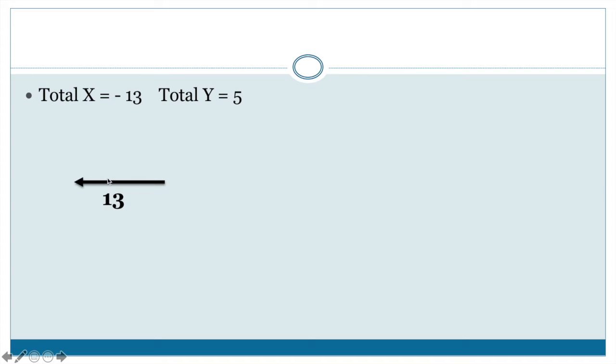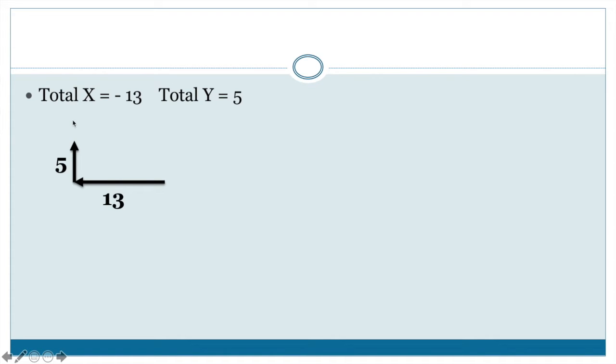You don't need it anymore because the arrow is telling you which way you're going. And then we're going to go 5 north at the end. So you're going to draw x, then y. If it's negative in the x, you go west. If this was positive, we'd go east. For the y direction, positive means you go north. If this were a negative number, we'd go south. And we're always going to draw one after the other. So we're going to go the negative 13, then the positive 5.